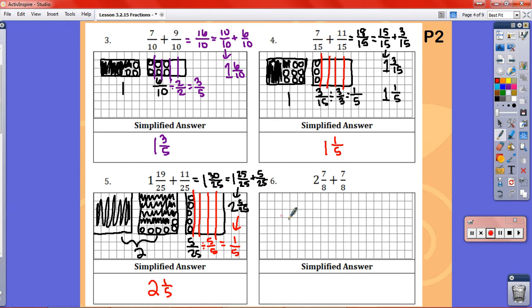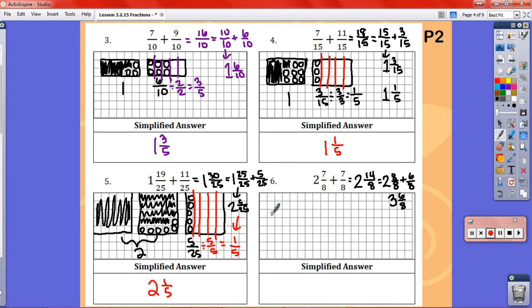I'm going to show a new method when we get to this one. So first of all, let's go ahead and do the typical. So we have 2 wholes. And then we have 7 pieces, and 7 pieces makes 14 pieces. But that's out of 8. And it takes 8 pieces to make a whole. So basically what we have is 2, we have 8 out of 8 in there. And if we take the 8 pieces away to make the whole, then that leaves 14 minus 8 is 6. So 2 and 1 is 3, and 6/8.